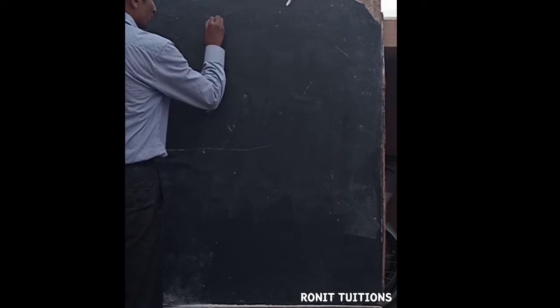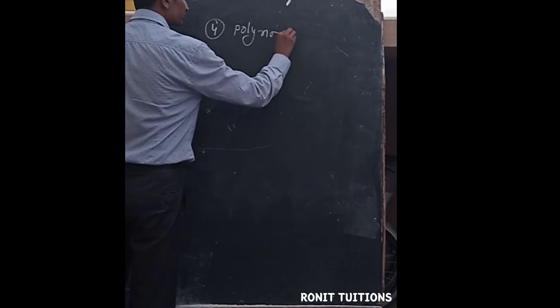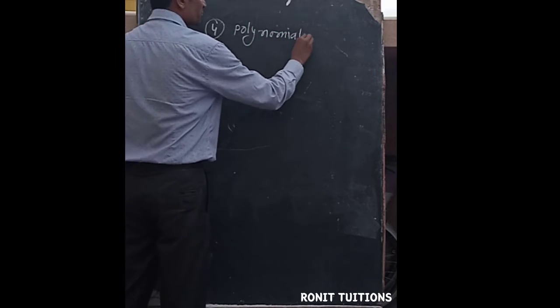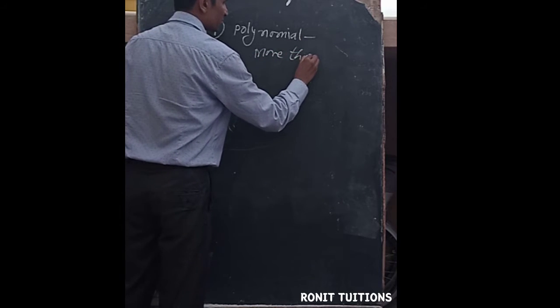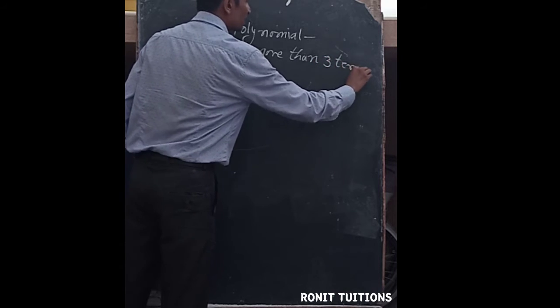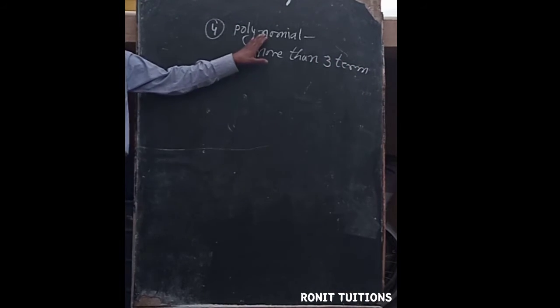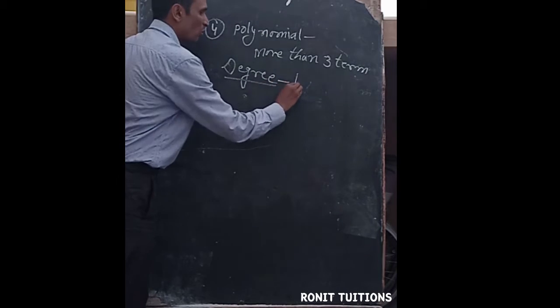More than 3 terms is called the polynomial. So our topic today is polynomial. What is the degree? The highest power of the variable.